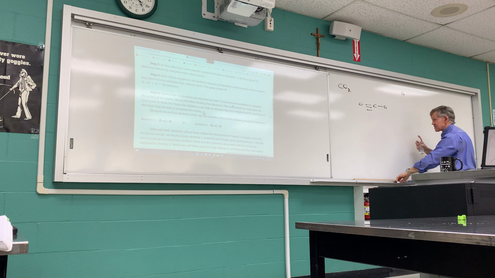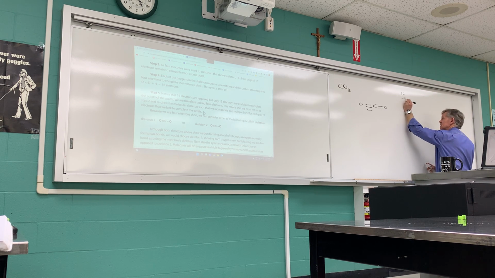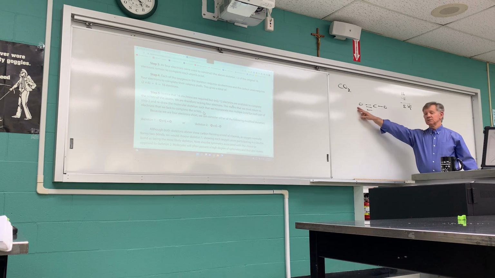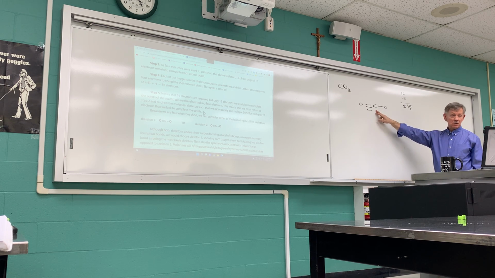So to construct that skeleton, we've used 8. We've got 8 left. How many do we need? Well, this oxygen needs 2. Carbon doesn't need any, it's got 8: 2, 4, 6, 8. This oxygen needs 6. So 8 left, 8 needed, right?